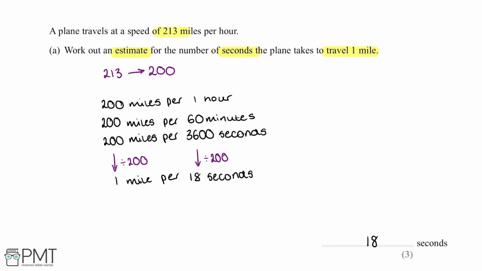Now this question's worth 3 marks. We'll get our first mark for converting 1 hour into seconds. We'll get our second mark for dividing this value by 200 to work out how long it will take for the plane to travel 1 mile. And our third mark for the correct answer.